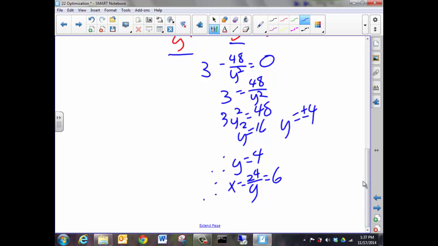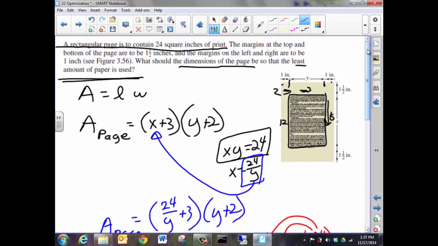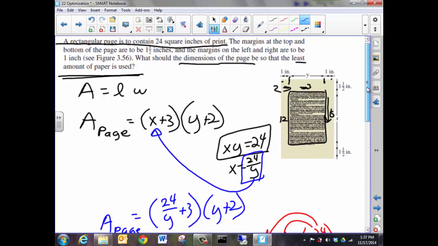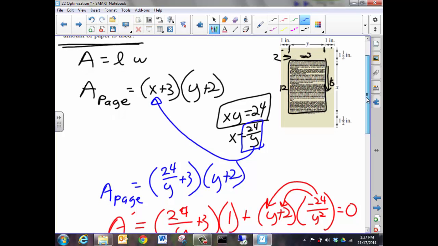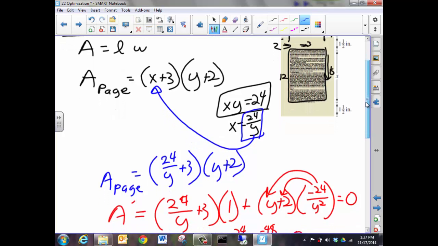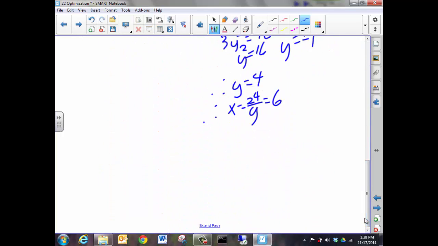Do we need to add margins? Good question. What did it say? What should be the dimensions of the page? So the page is not 4 by 6, is it? The page is what? 6 by 9? Page dimensions are 6 by 9. Okay?